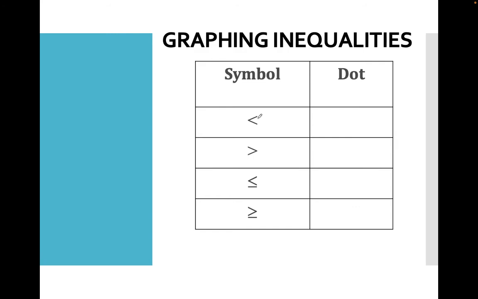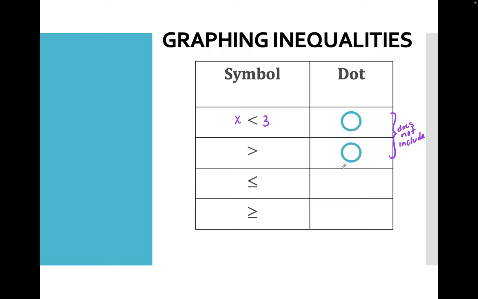So for the less than symbol and the greater than symbol, we use what's called an open dot or an open circle. That would mean that, for example, if x is less than 3, I would be using all numbers that are less than 3, but not 3 itself. So although our circle will be on the 3, it's not actually going to include the number that the dot is on, but it's everything up to that number.